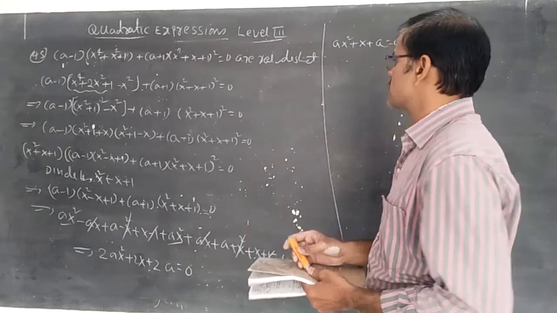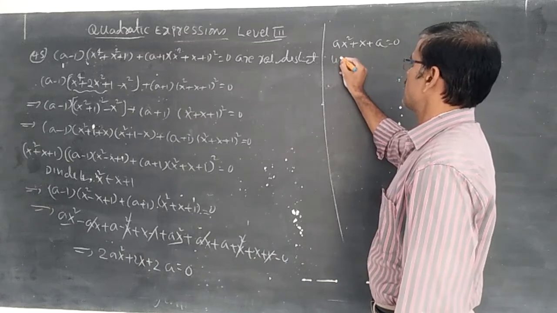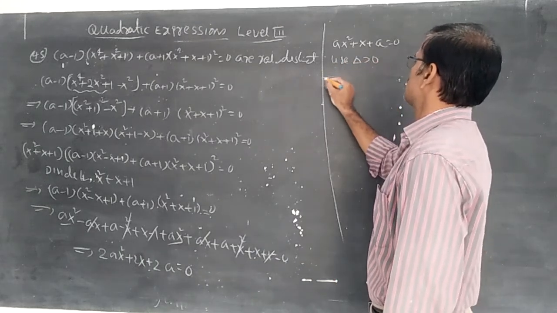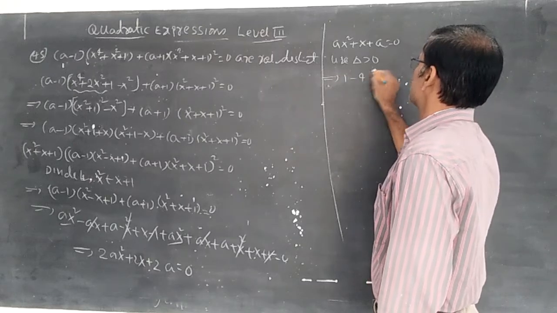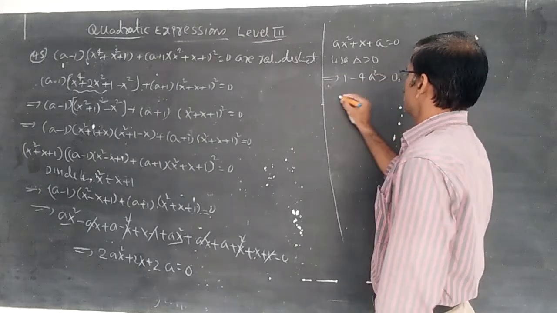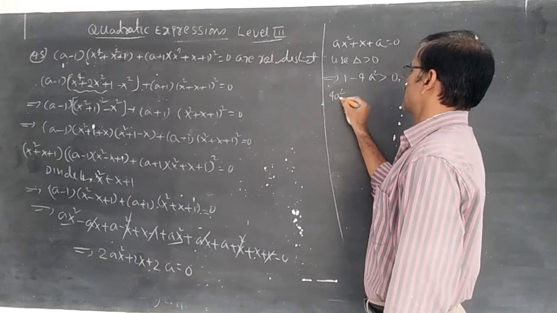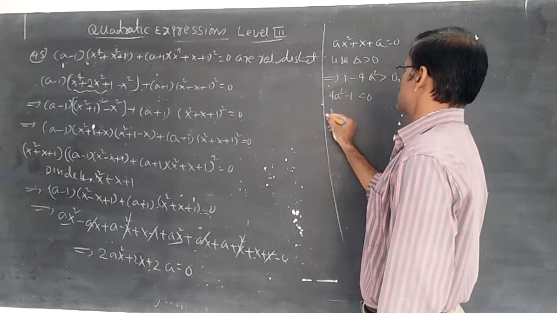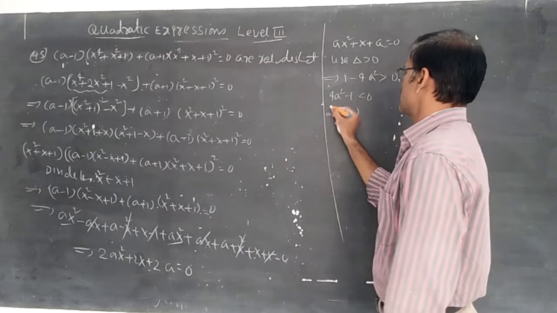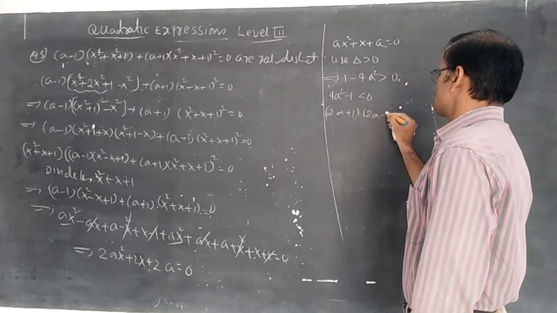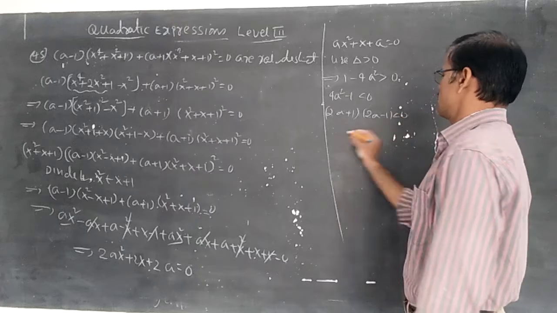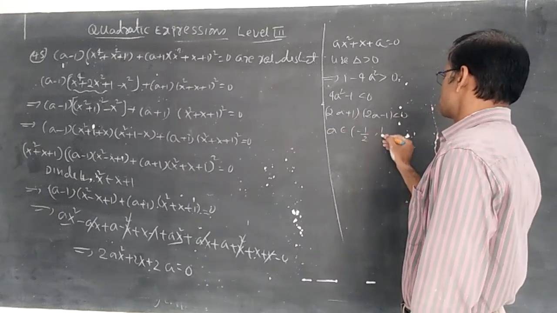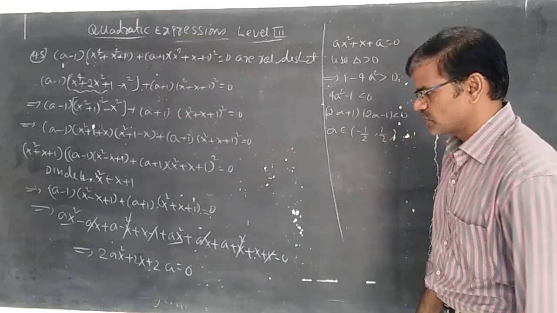For this equation, roots are real and distinct, so use delta greater than 0. So b square minus 4ac: 1 minus 4a square greater than 0, so 4a square minus 1 less than 0. You can write this as (2a plus 1) into (2a minus 1) less than 0. So a belongs to the open interval minus 1 by 2 comma 1 by 2.